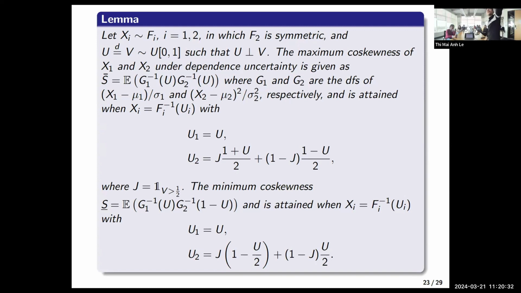But G2 in here is the distribution function of (X2 minus mu2) squared over sigma 2 squared. So the maximum coskewness of X1 and X2, S bar, is equal to this term, and it is attained by the copula of the random vector U1 and U2 in here. The minimal coskewness, S under bar, equal to this term, is attained by the copula of U1 and U2 in here.